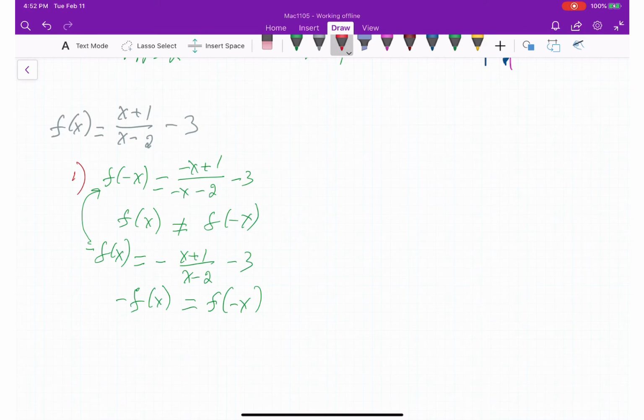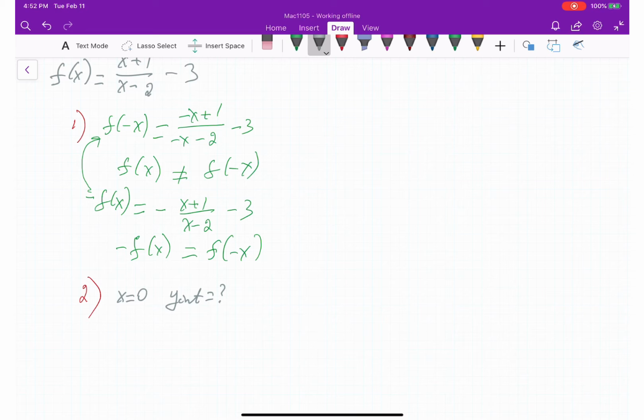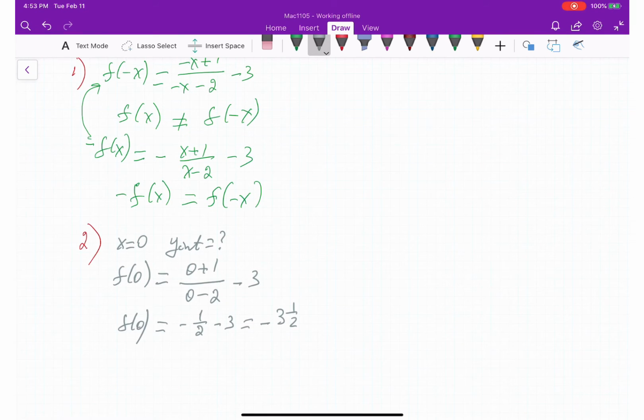Step number 2. We are going to figure out the intercepts. So if x is equal to 0, y-intercept equals question mark, which means f of 0 is equal to 0 plus 1 over 0 minus 2, and minus 3. So which will be equal to negative 1 over 2 minus 3, and that's equal to negative 3 and 1/2. So our y-intercept is going to be 0 and negative 3 1/2.